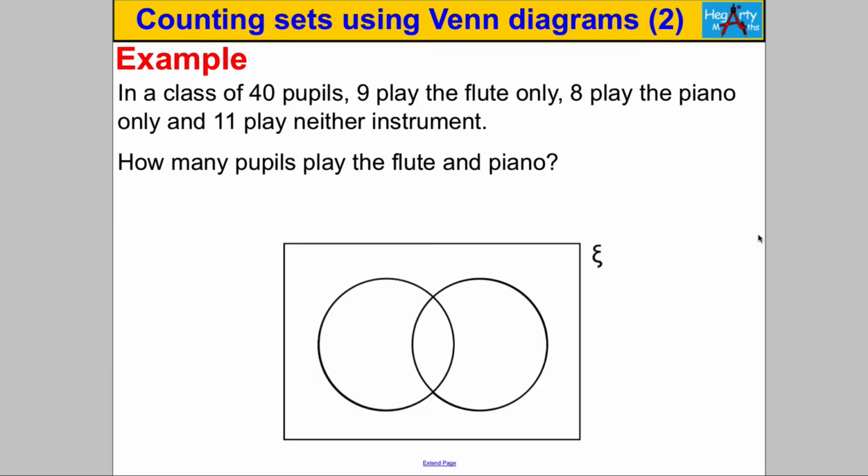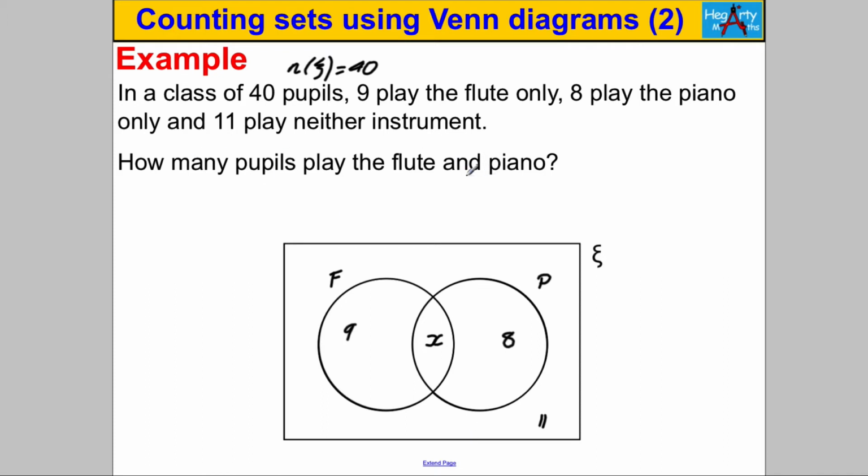Right, we can draw a Venn diagram as before, and let's use the facts to fill it in. In a class of 40 pupils, so the universal set is equal to 40 pupils. It tells us that 9 play the flute only. Let's label this F, let's label this P for piano. 9 must go here. 8 play the piano only, 8 must go here. 11 play neither, 11 must go here. The only factor we don't know is the intersection, which we'll label as X.